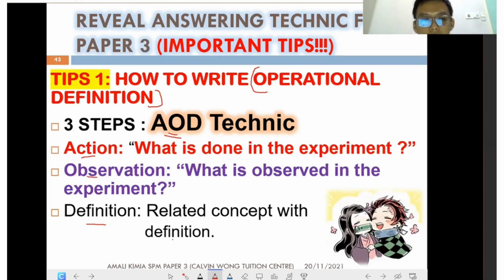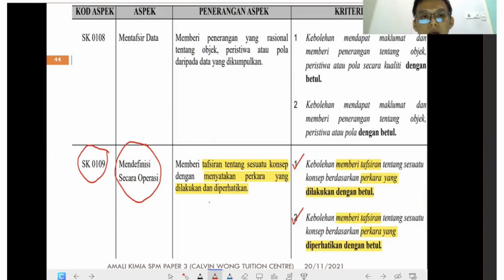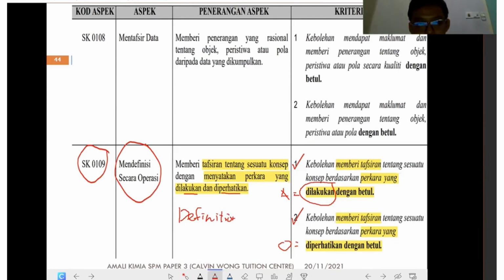Okay, based on the question, they will ask you. You see, in SK09, they are asking for the operational definition. Actually, they want you to explain a concept with what is done and what is observed. So all these two things must be there: action and observation. These two things are important. You have these two things plus your definition. You connect it, then perfect. You will get all the marks.